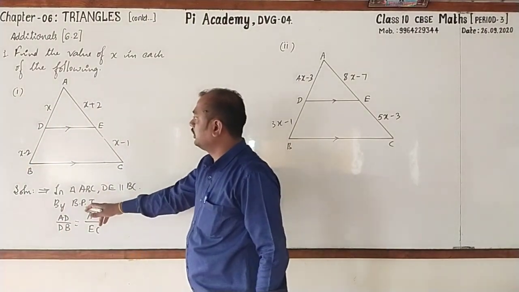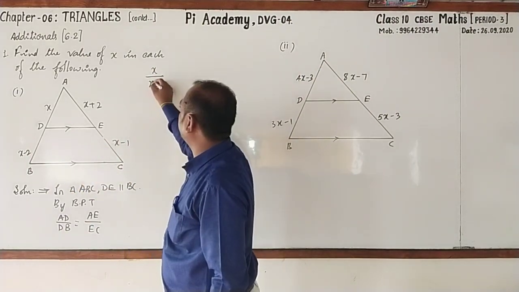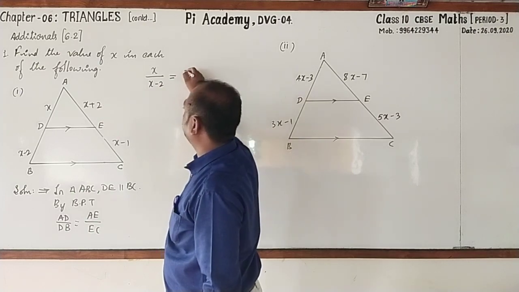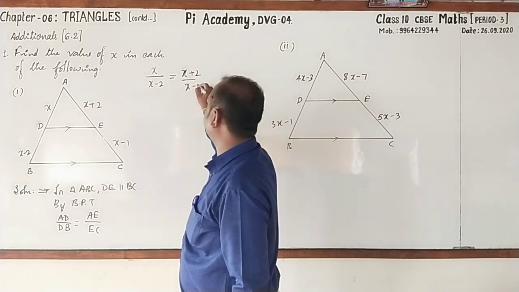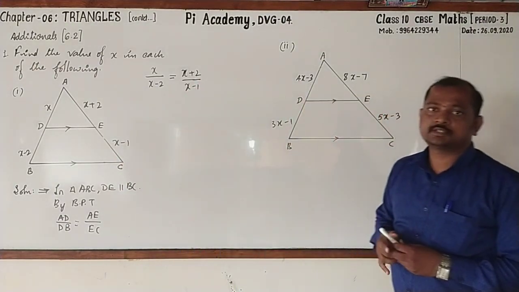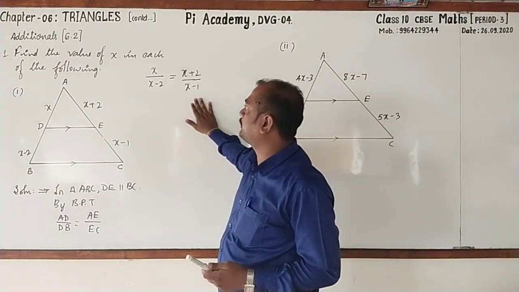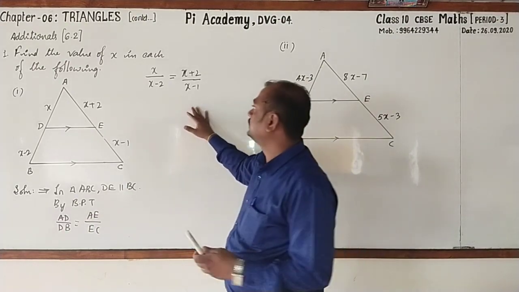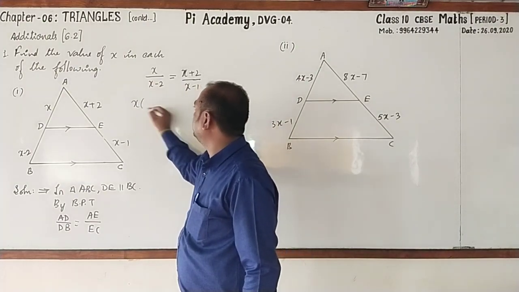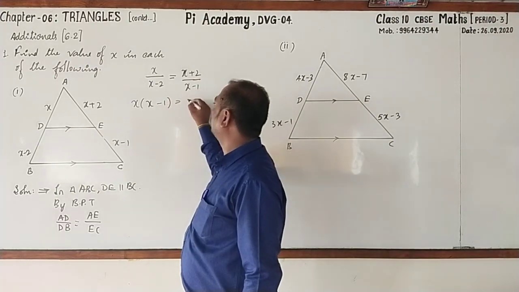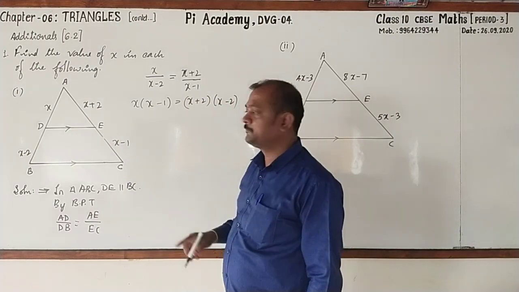Now go for substituting. What is AD? AD is x and DB is x minus 2, which is equal to AE, x plus 2, then EC, this is x minus 1. How do you go for solving this? Yes, you are right, by cross multiplication. You have already solved such type of problems in your previous classes, even in quadratic equations. Go for cross multiplication: x into x minus 1, then x plus 2 into x minus 2. Is it not simple? Definitely.